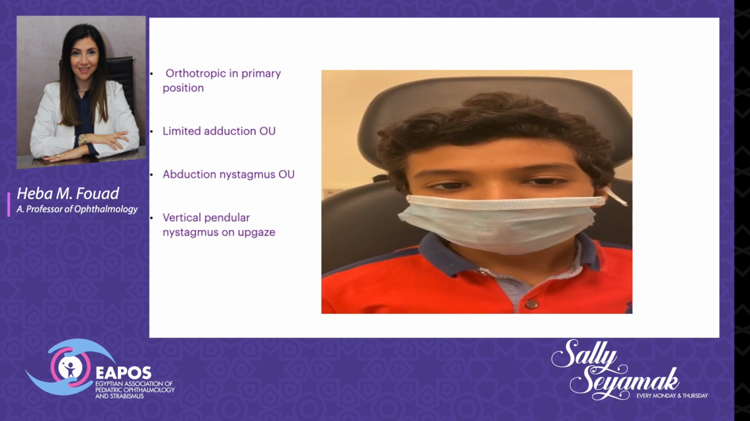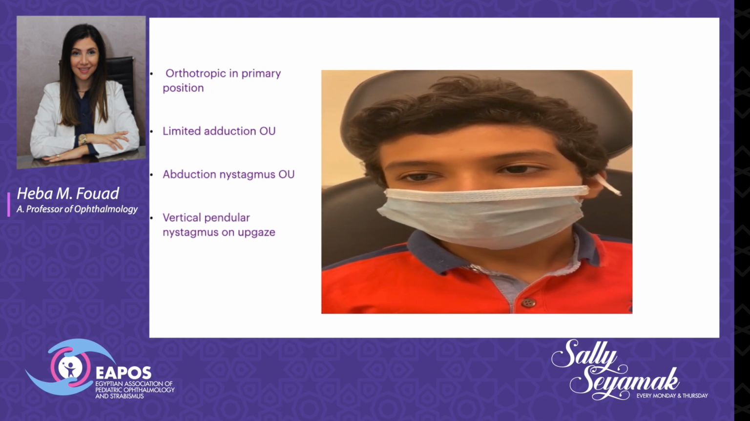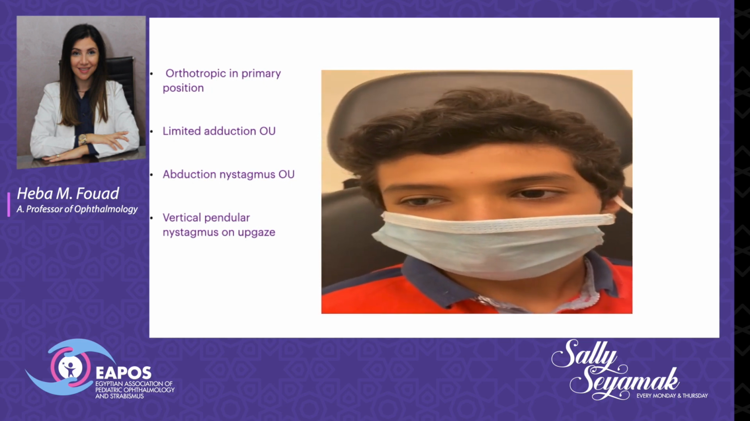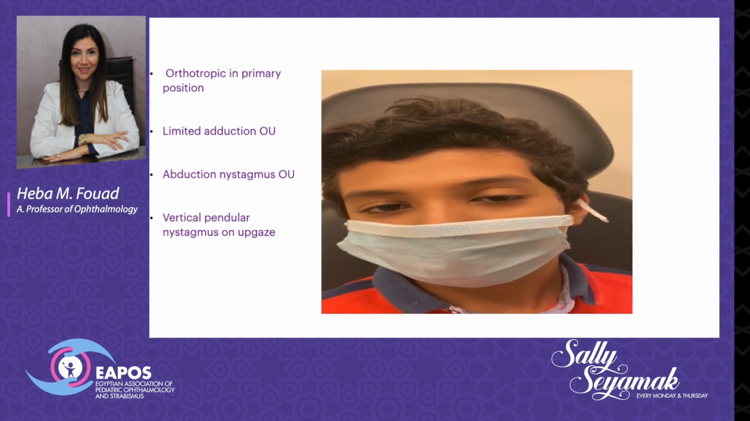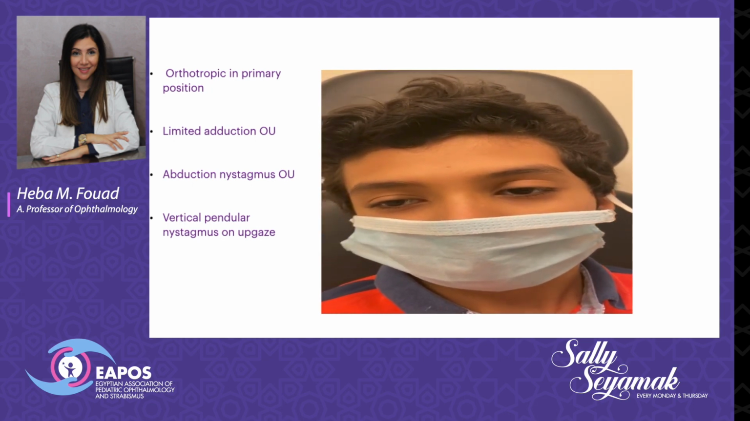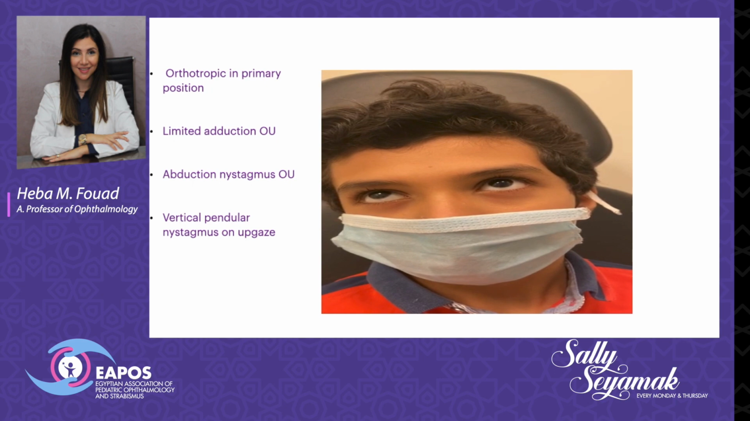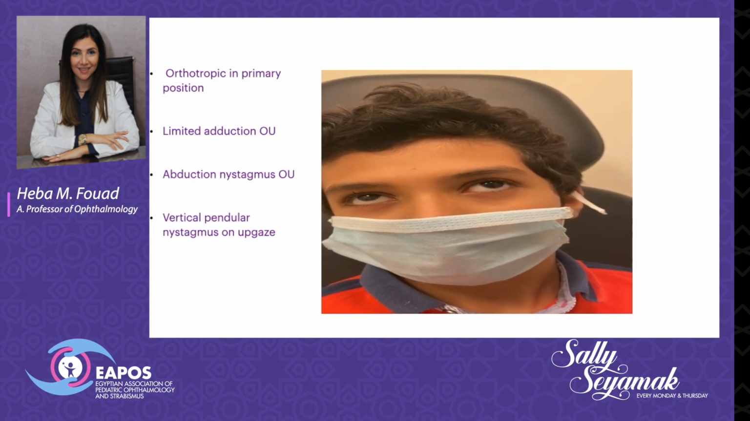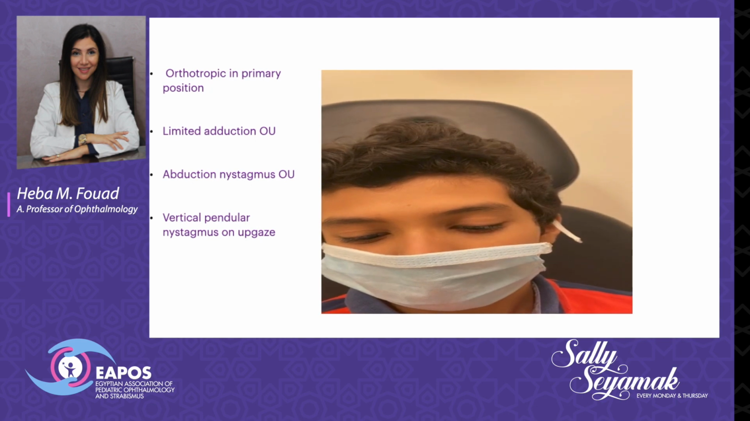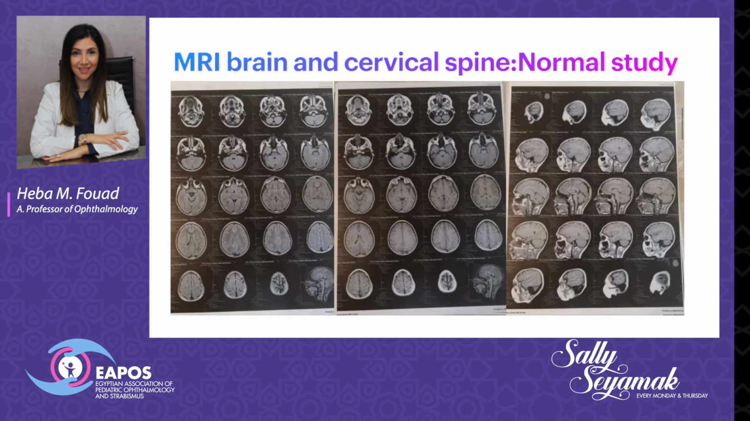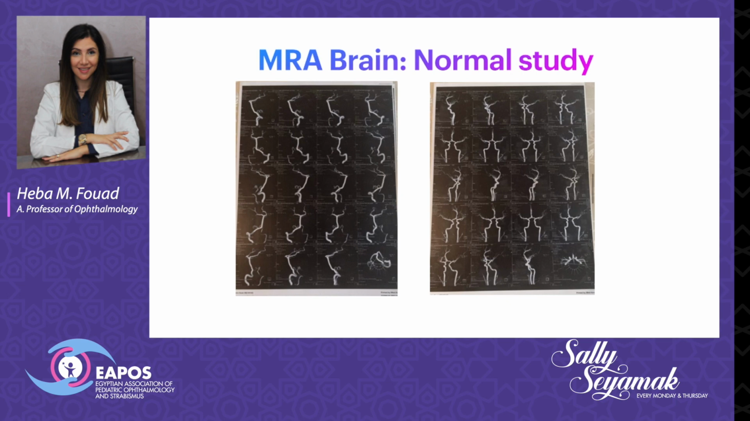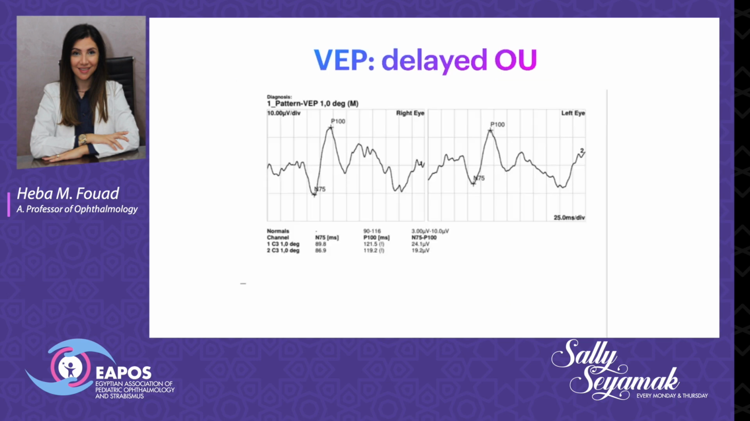This is a video showing ocular motility examination. He had bilateral limited adduction in both eyes and bilateral abduction nystagmus. He also showed a vertical pendular nystagmus on upgaze, and he was ortho in primary position. MRI brain and cervical spine was normal. Also MRA brain was normal. VEP showed bilateral delayed response.